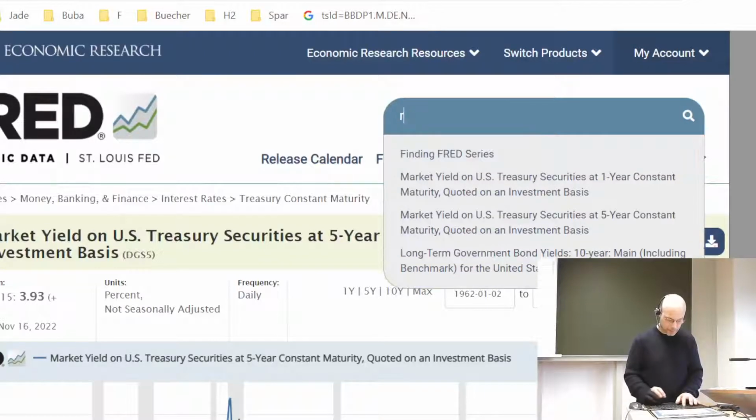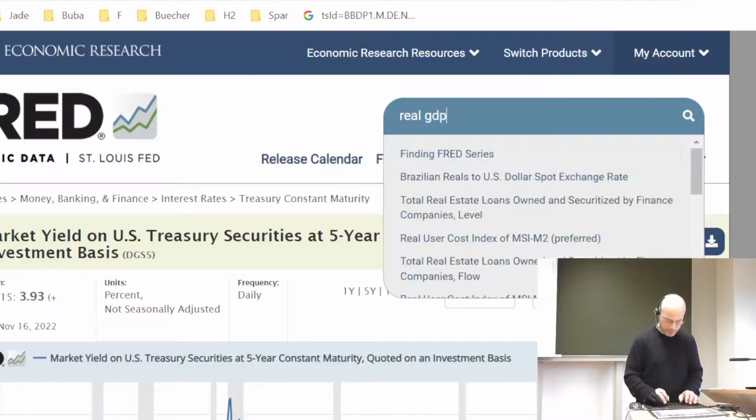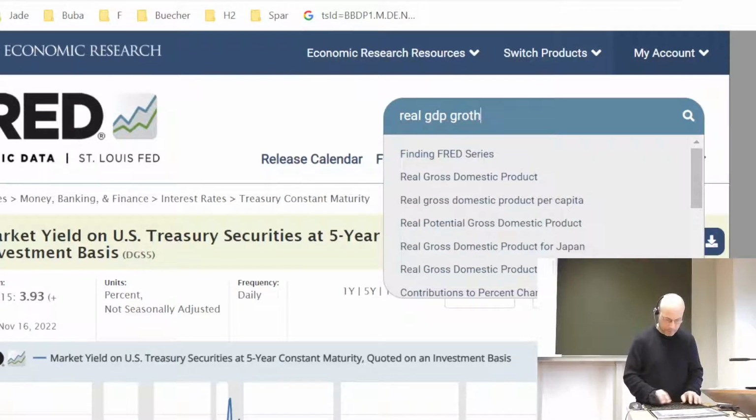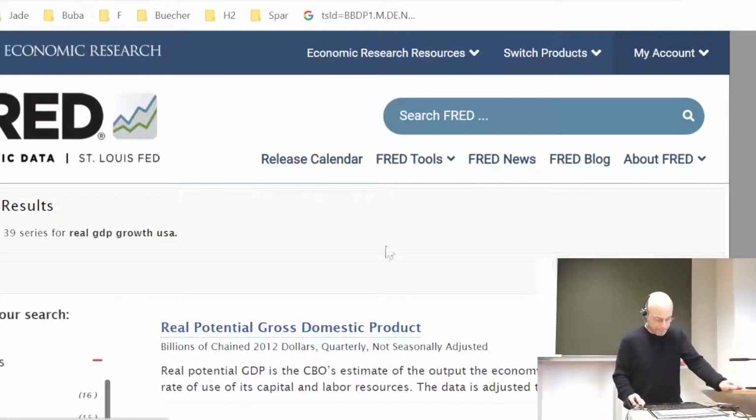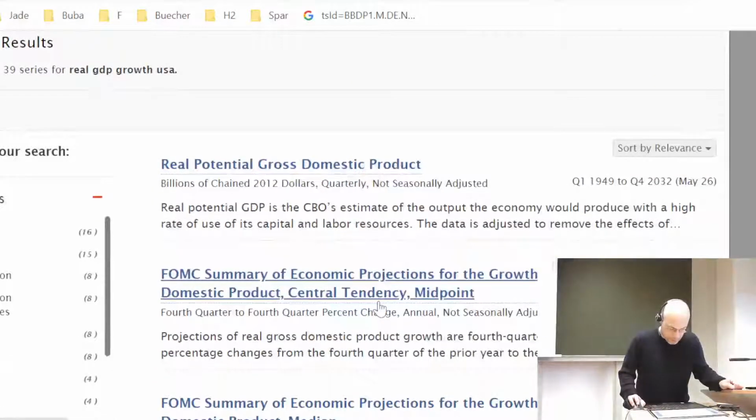And what else do we need? Real GDP growth, USA. Potential? No.